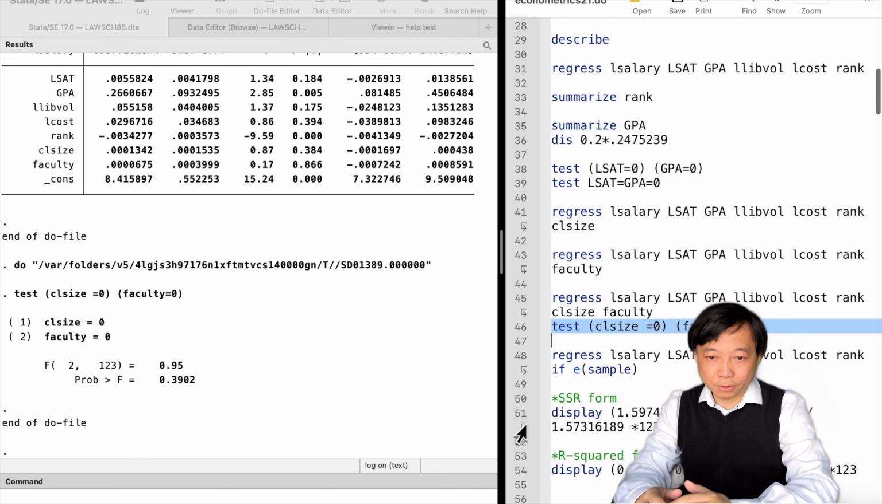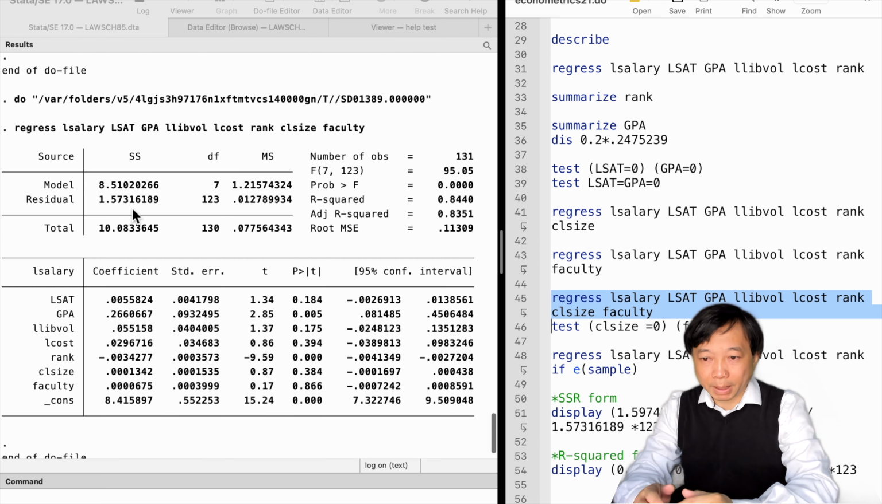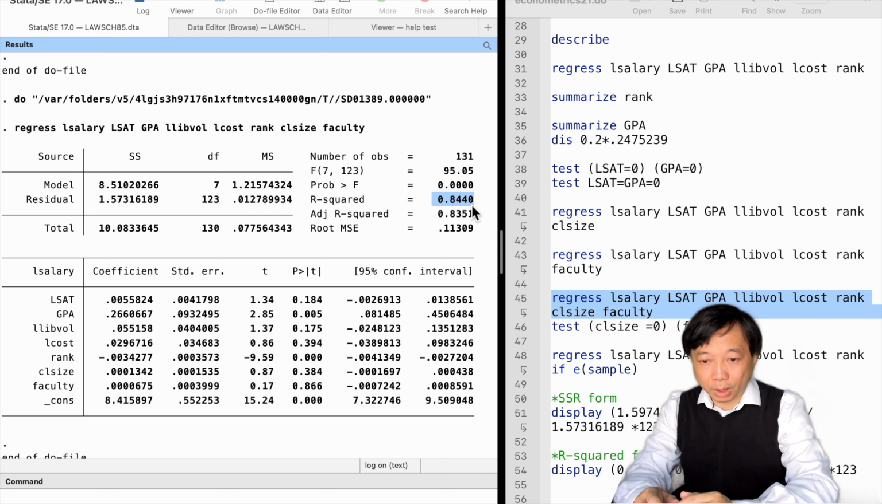As a practice, we could do the F-test by hand, based on the sum of squared residuals form or the R-squared form of the F statistics. We have already run the unrestricted model. The sum of squared residuals is 1.57, and the R-squared is 0.8440.